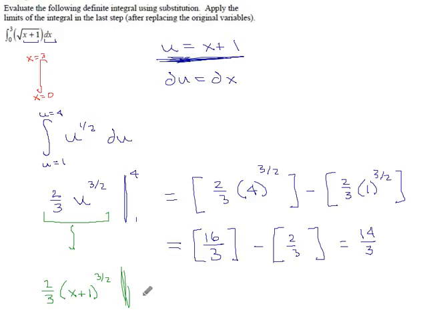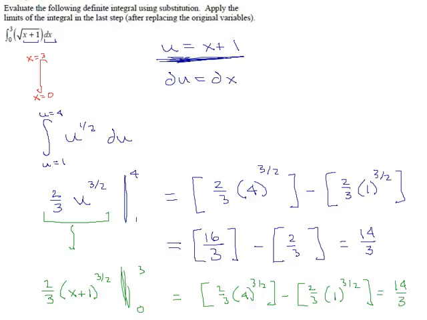The original went from 0 to 3. We can use those, and look what happens. We get 3 plus 1 is 4. So 4 to the 3 over 2. And then if we plug 0 into this, we get 2/3 of 0 plus 1 to the 3 over 2. You can see this is coming out the exact same way as the previous one, and you still get 14/3.